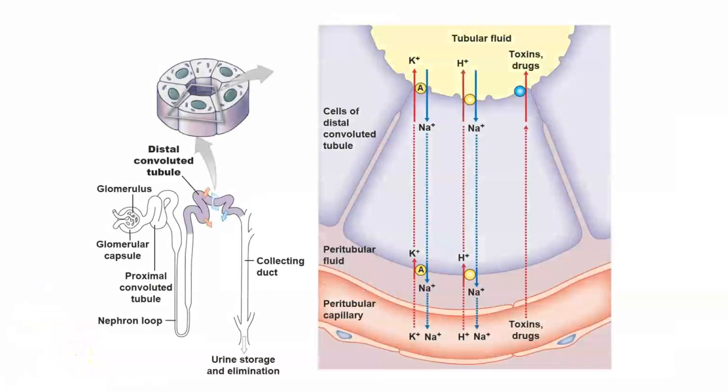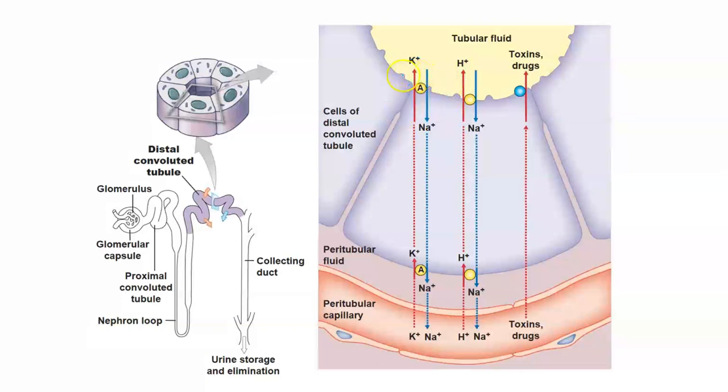Okay, let's look at the distal convoluted tubule in greater detail. So there's a couple of interesting features here in the distal convoluted tubule. One is you have these pumps that exchange potassium for sodium. So they will pull sodium out of the tubular fluid to reclaim it, at the expense of getting rid of potassium.